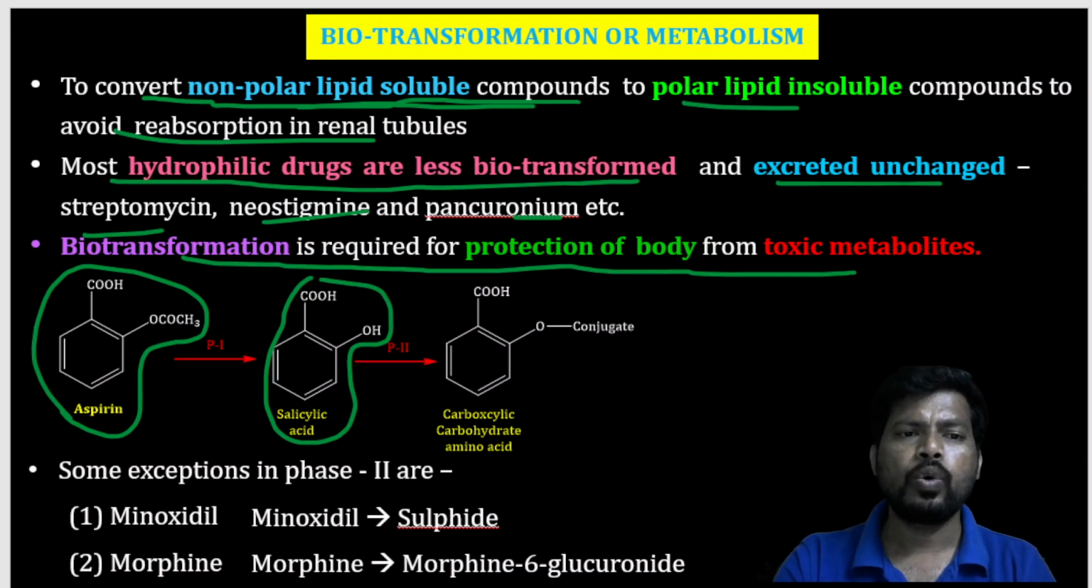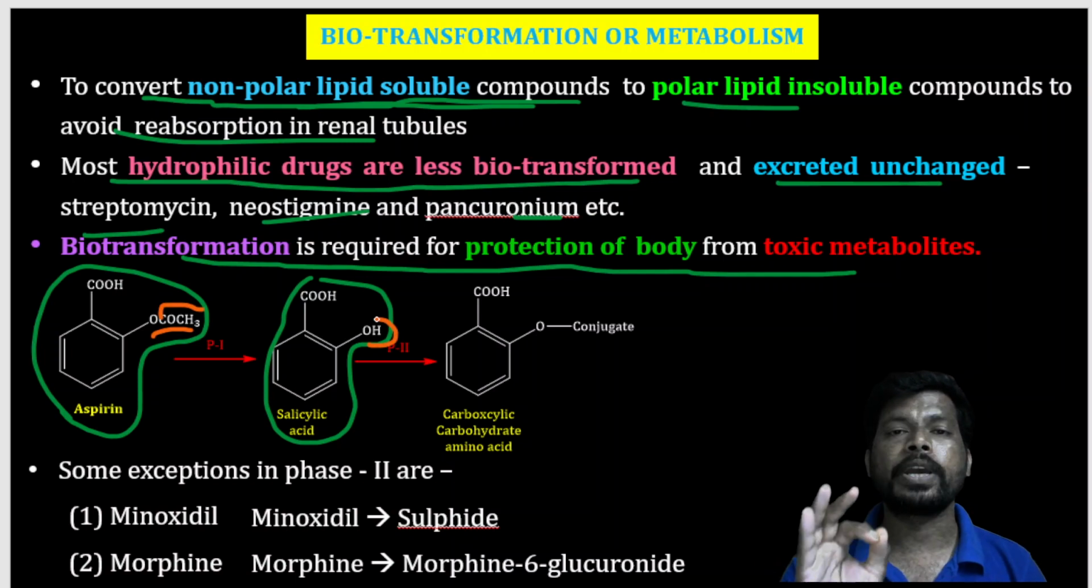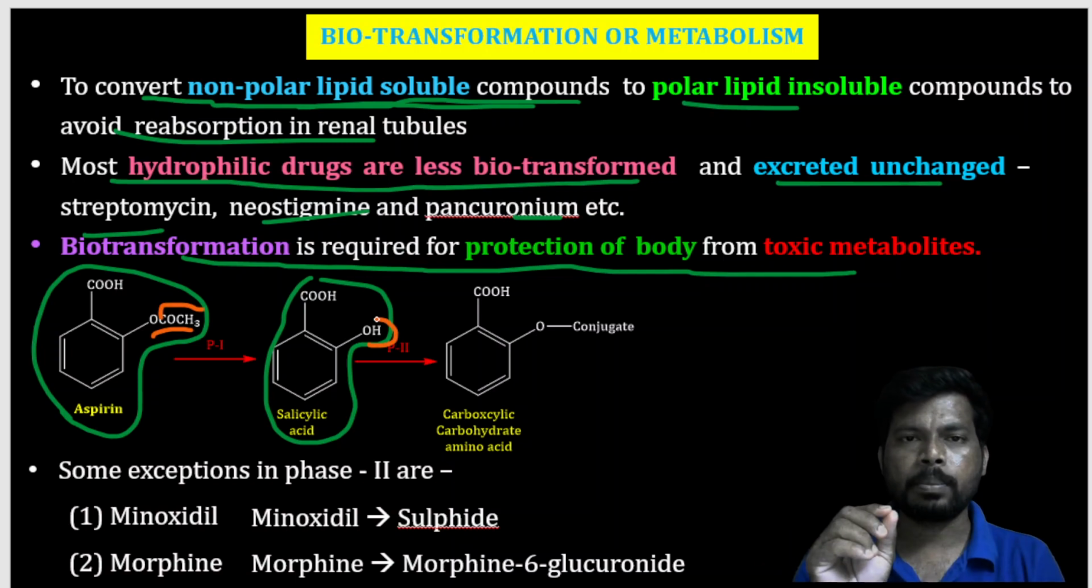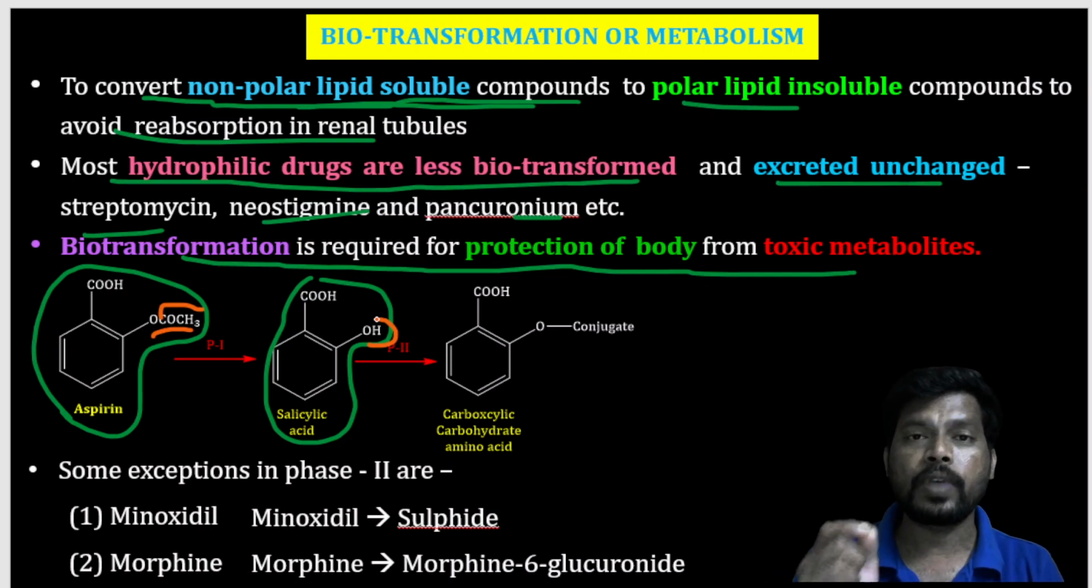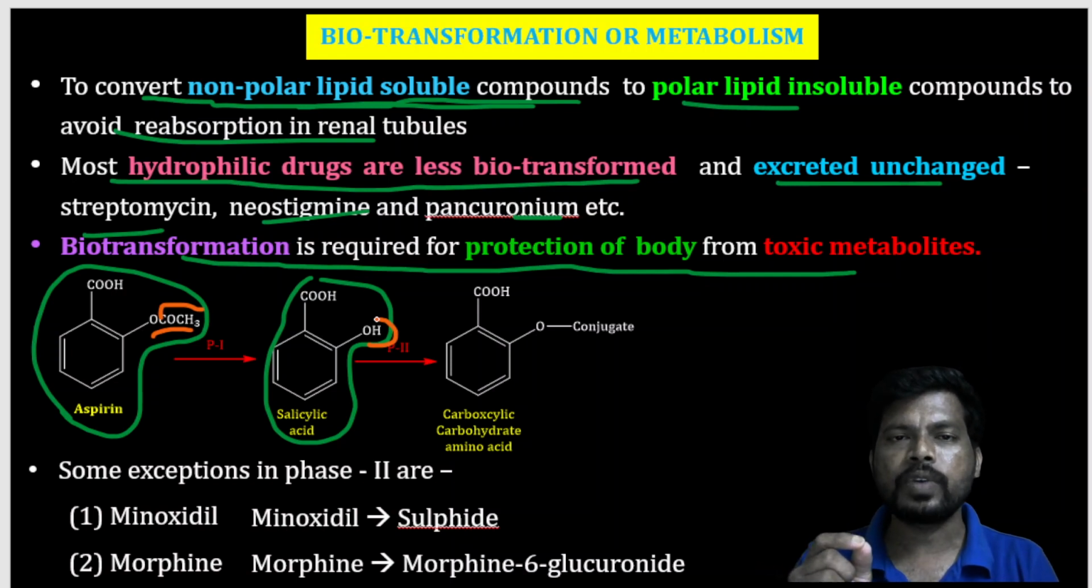So let's see what changes happen here. This is the acetate group. This acetate group, COCH3, is removed and there is an addition of H, nothing but addition of OH. That is phase 1 metabolic reactions, known as functionalization reactions, the addition of functional groups. Because of the addition of functional groups, the drug polarity increases.